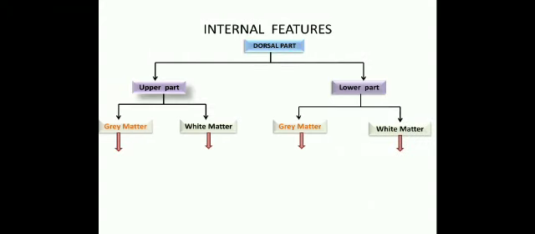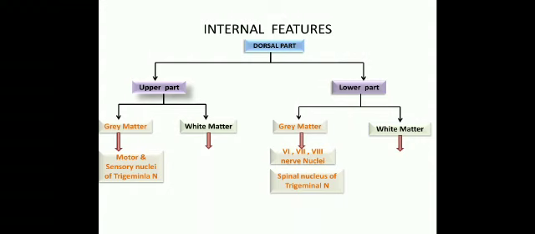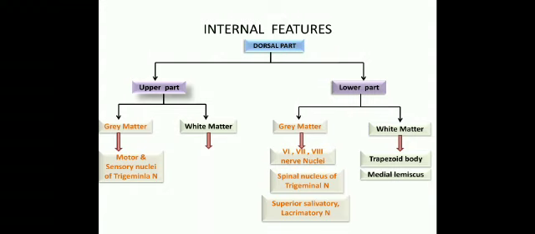So, when we observe the dorsal part, the upper aspect and the lower aspect: in the upper part the grey matter consists of motor and sensory nuclei of the trigeminal nerve, whereas in the lower part we have the 6th, 7th and 8th nerve nuclei, spinal nucleus of the trigeminal nerve, superior salivatory nucleus and the lacrimatory nucleus. The white matter in the lower part consists of the trapezoid body. The medial lemniscus is seen in the lower part as well as in the upper part.